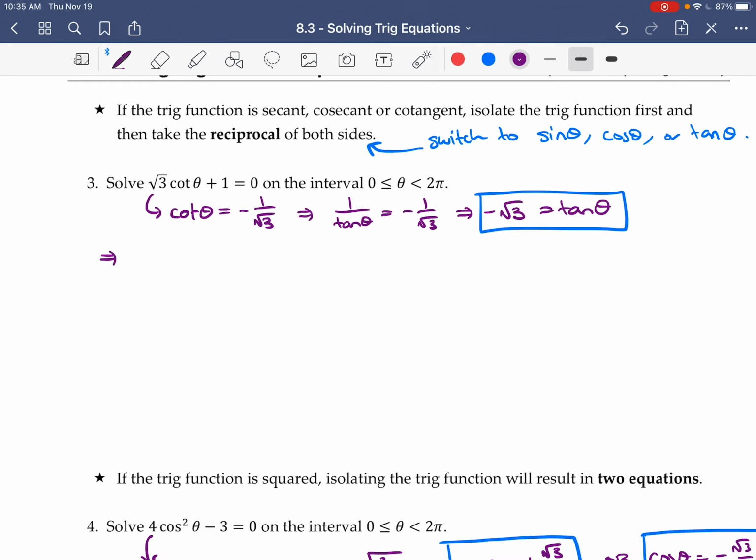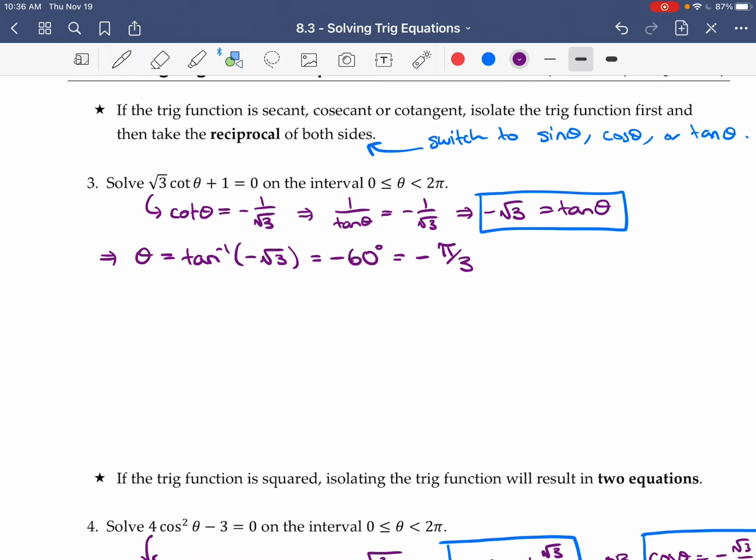So my first step would be to find theta. The reason I want to go to tan is so that I can use the inverse button on my calculator. So in degree mode, this is going to give you negative 60 degrees, which is in radians negative pi by 3. Okay, now there's 2 options here. So we're in the interval from 0 to 2 pi.